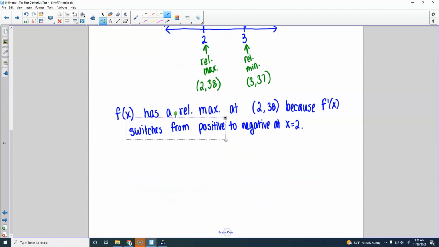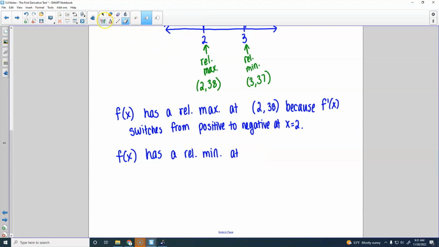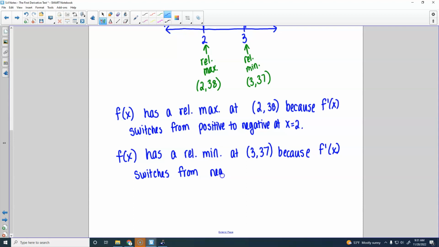It doesn't show us that you proved anything from your derivative there. And then you would also have to say f of x has a relative minimum at (3, 37) because f prime of x switches from negative to positive at x equals 3.